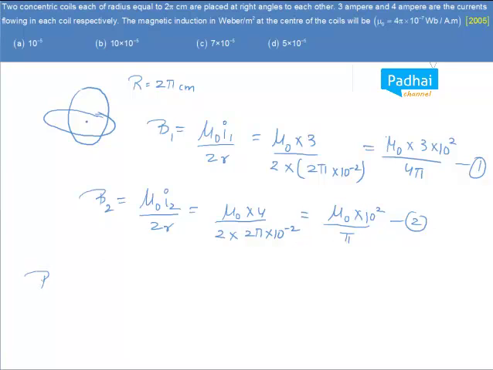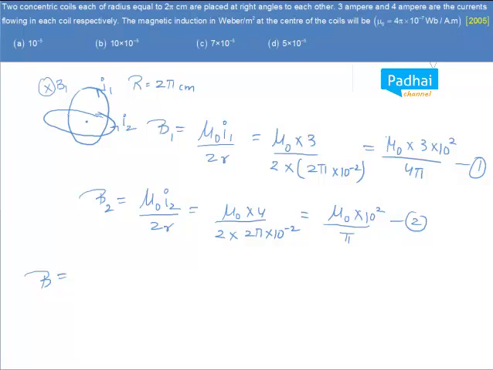Now the net magnetic field. Because what is happening, this is one coil and this is another coil, right? So if this one is in the vertical plane, or in the plane of the paper, then the magnetic induction at the center, let us suppose this is I1 and this is I2, right? Due to I1, it will be coming out of the plane of the paper if we use the right hand thumb rule. So the direction of B1 will be out of the plane of the paper. This is due to B1.